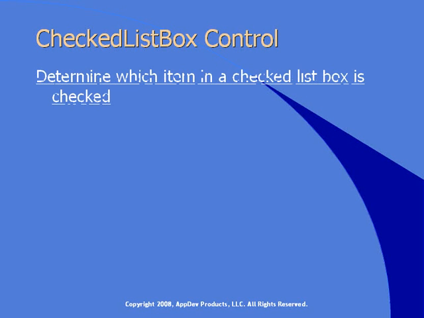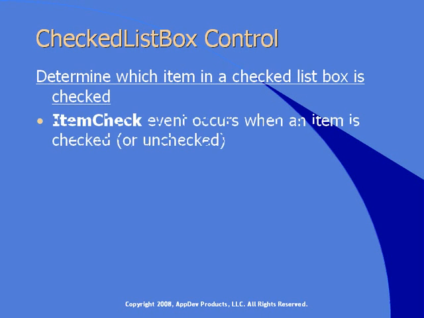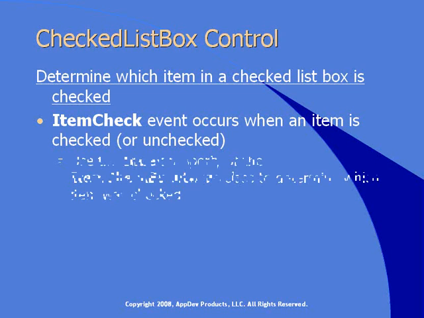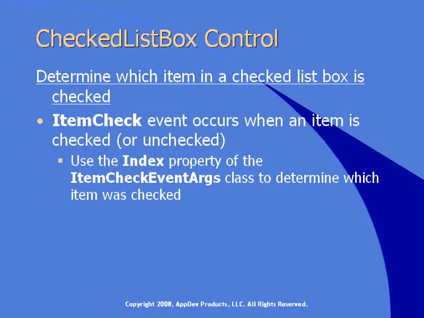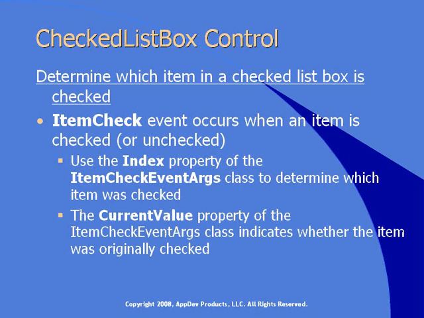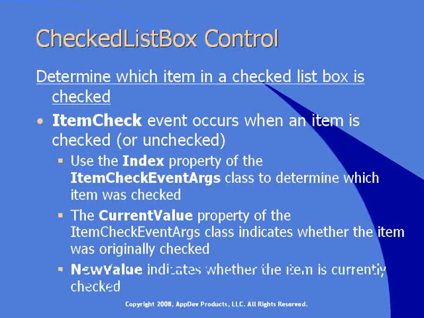Now how do you know if an item is checked? Well, the item check event occurs when an item is checked or unchecked. And then you can use the index property of the item check event args class to determine which item was checked. Now the current value property of that will tell you if the item was originally checked, and the new value property tells you if the item is now currently checked. So you use the index property to know which item was checked. The current value property of that class indicates whether the item was originally checked.